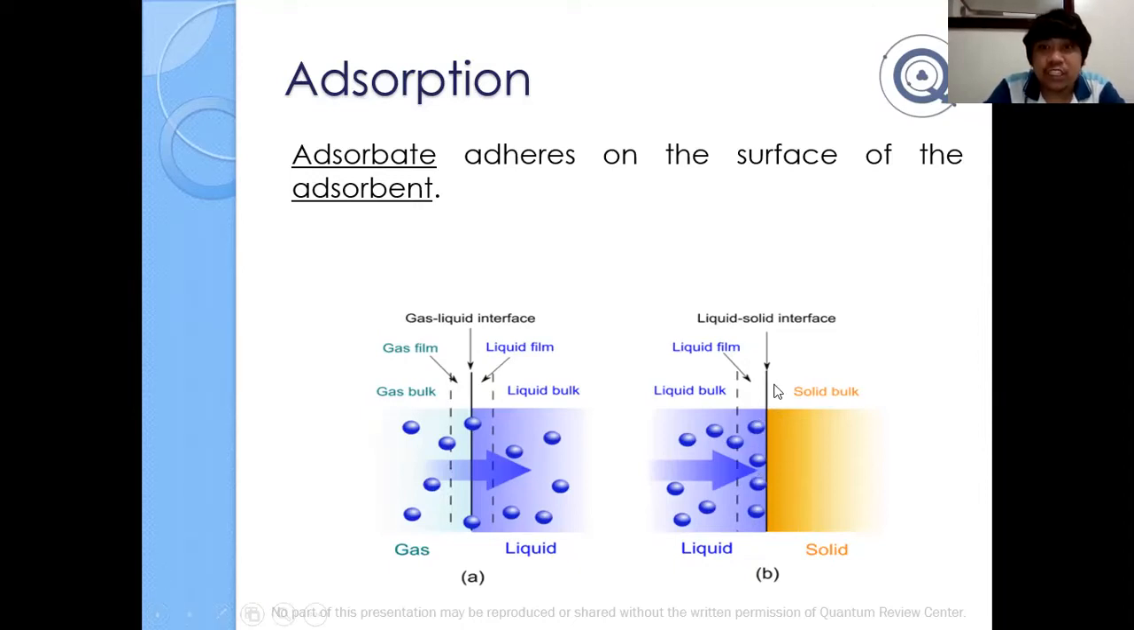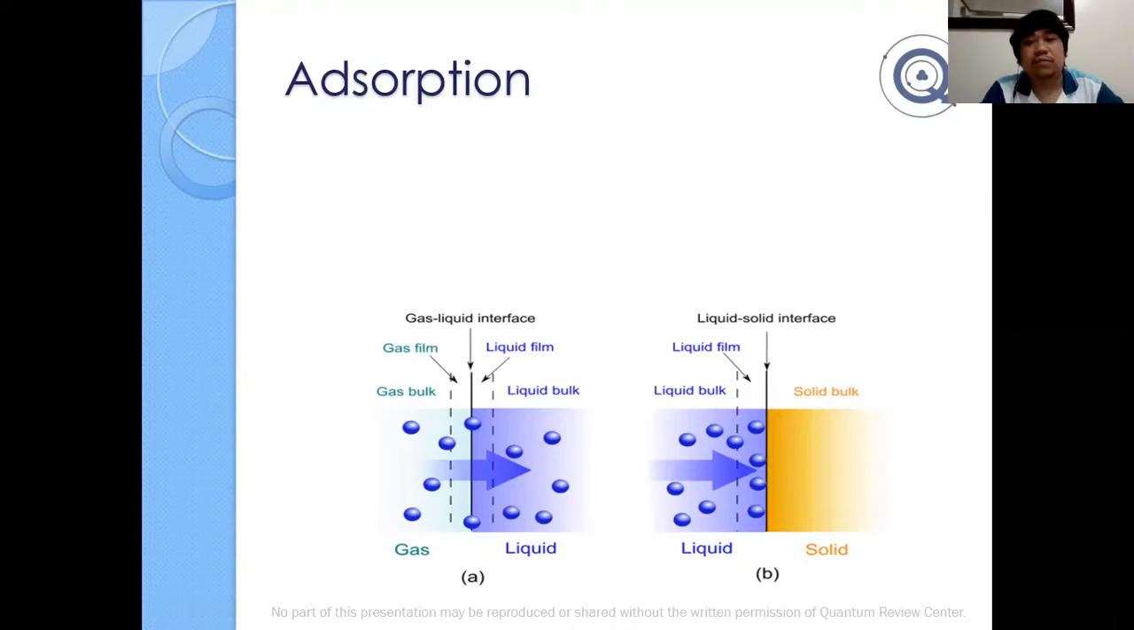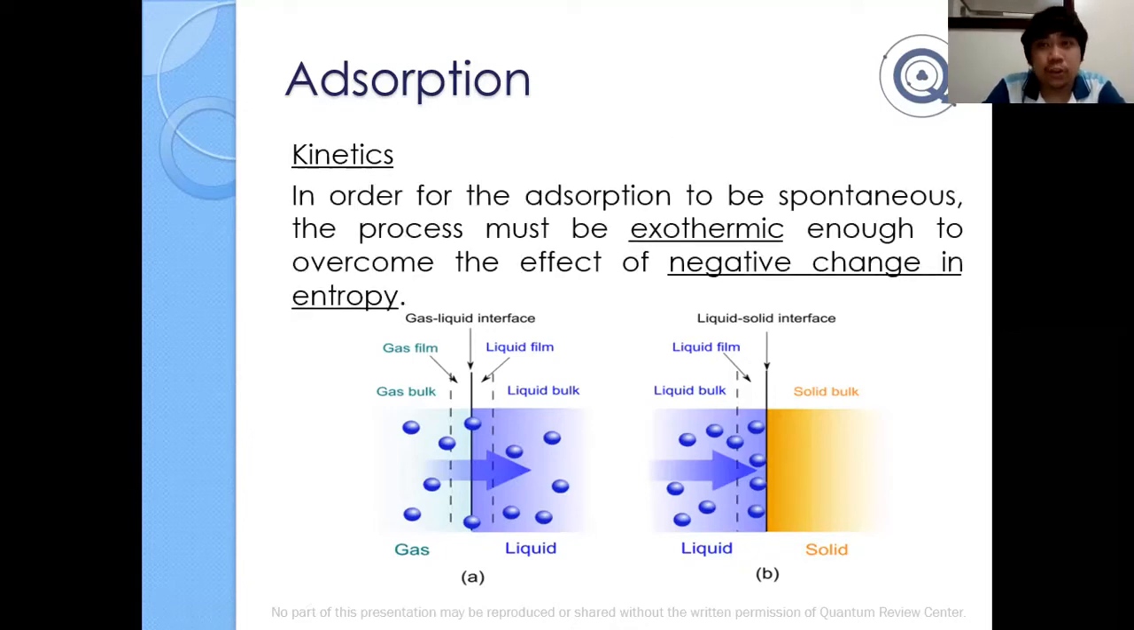Dun sa surface nung adsorbent natin. Ang tawag natin dun sa nag-adhere is adsorbate. Ang tawag natin dun sa dumidikit is adsorbate. Ang tawag natin dun sa nag-a-adsorb is yung adsorbent. Okay? So, take note of those terms.